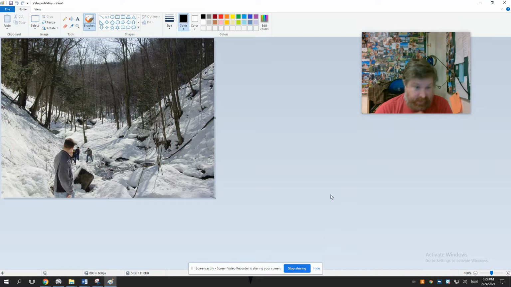The V-shaped valley. The reason I want to bring this up is that V-shaped valleys are formed by rivers. U-shaped valleys are formed by glaciers. So this V shape right here is an indication that this valley was created by river erosion.